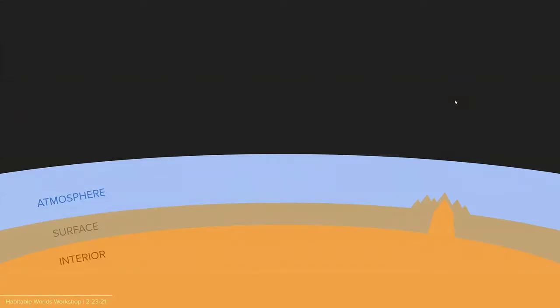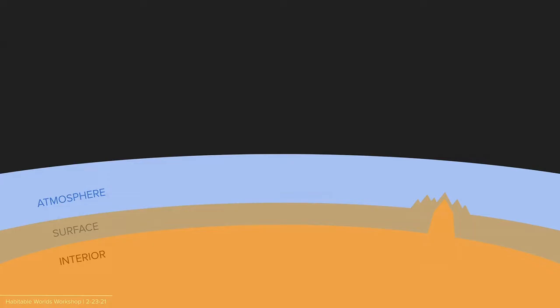So usually when we think about planetary science and planetary processes, we're thinking about the exchange of material between three different layers. The first being the interior, so that would include things like the core and the mantle. The next being the surface, so that's the crust and any ocean that might exist, as well as what is probably the most interesting to astrobiologists at the current moment, the atmosphere.